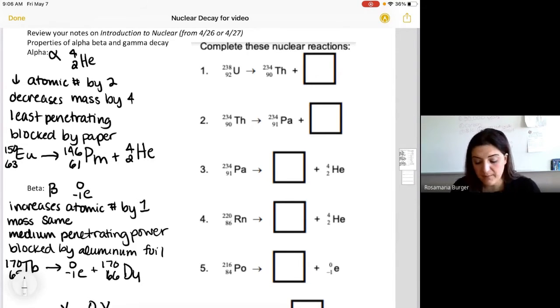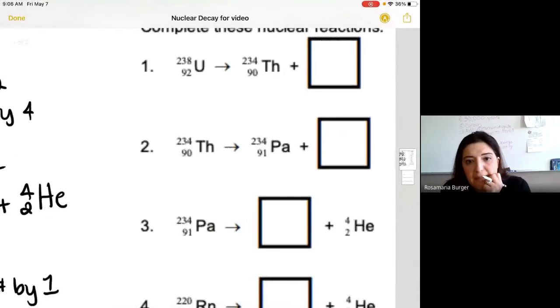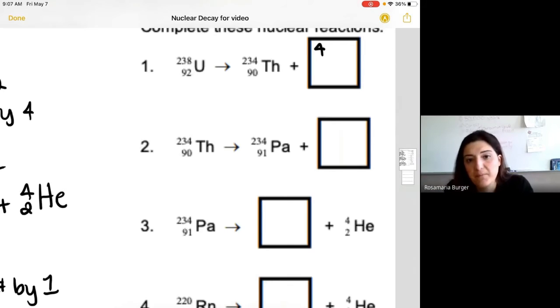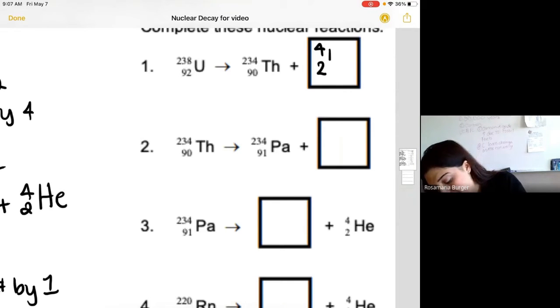So here we have to figure out what kind of reaction this is first. Is this alpha, beta, or gamma? Let's take a look, and I'm going to zoom in a little bit here. My mass is going from 238 to 234, so it's decreasing by 4. And my atomic number is decreasing by 2. That looks like an alpha particle to me, and it is. This is alpha radiation.